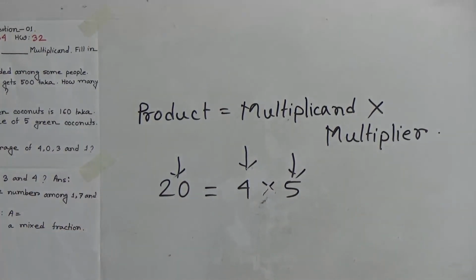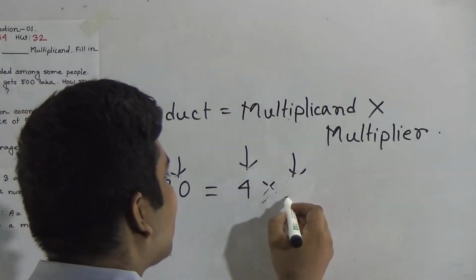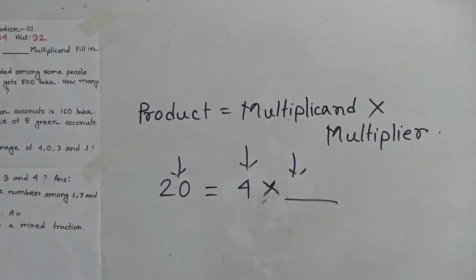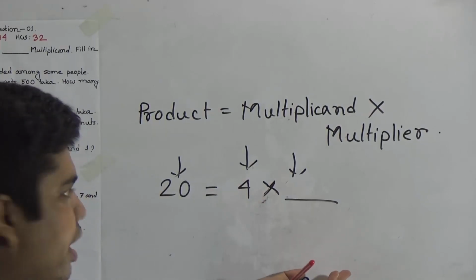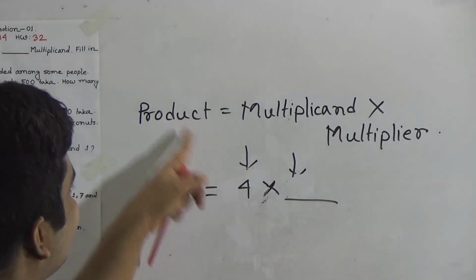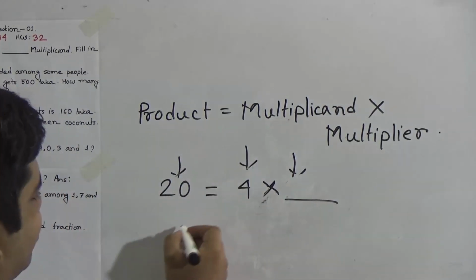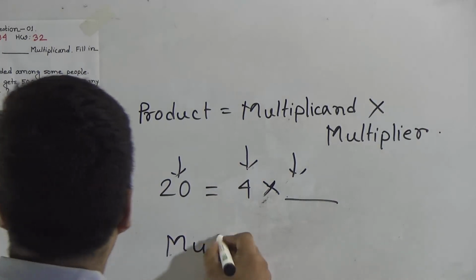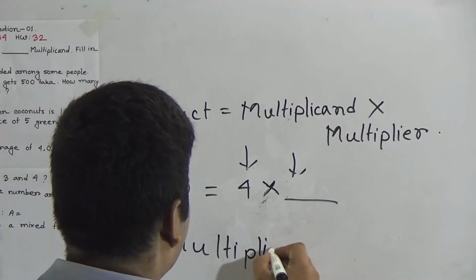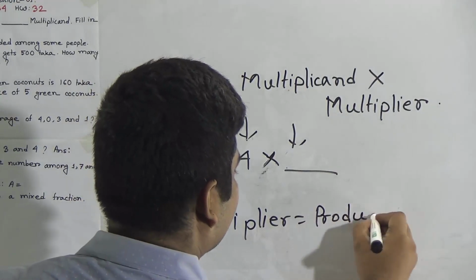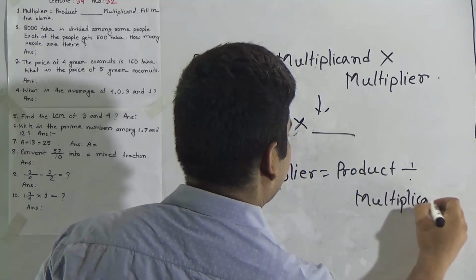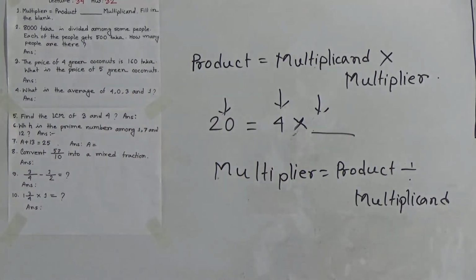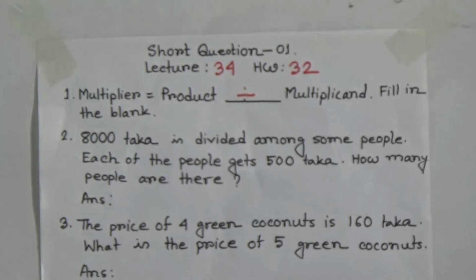My dear students, if I want to know what the multiplier is here, how can you find out? You divide this 20 by this 4 and you can get the answer. Okay? So this 20 is product and this 4 is multiplicand. So we use here: multiplier equal to product divided by multiplicand. I hope you have understood. So this gap is the division sign. Okay, I hope you have understood.